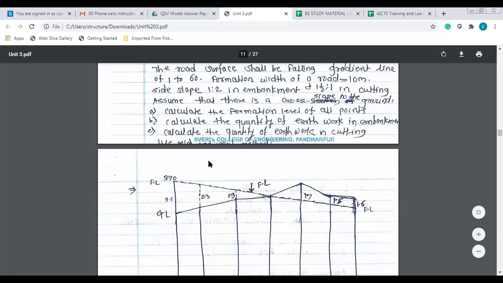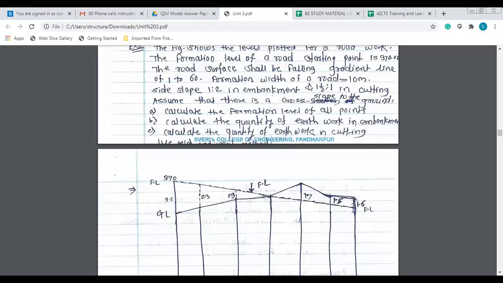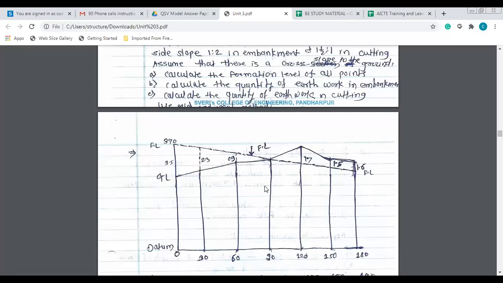Let me check whether it is 1 is to 2 or 2 is to 1 in embankment, and 1.5 is to 1 in cutting section. Okay, so the side slope is given. Then what you have to calculate? You have to calculate the remaining FLs and quantity of earthwork in cutting as well as in embankment section. Okay, now this is the figure for this particular problem. You can draw it in your notebook also.